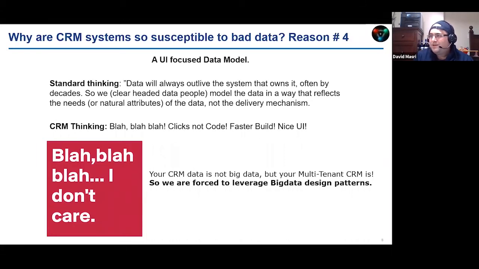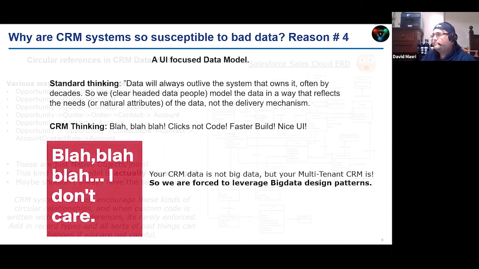Now, you might say, yeah, but my CRM data is not that big. But when you get to a multi-tenant system, all that data is in the same place, and then it is big. It's actually gigantic. And that's why they're kind of forced into these big data patterns. This is why they put governor limits. This is why you have to write triggers to replicate data all over the place.